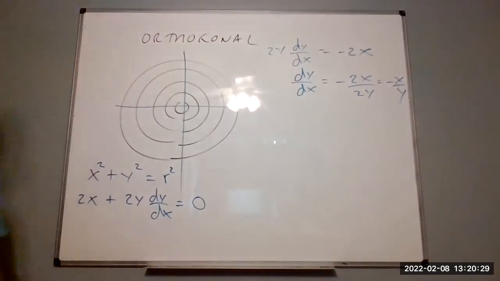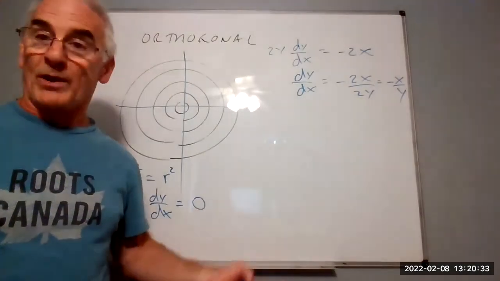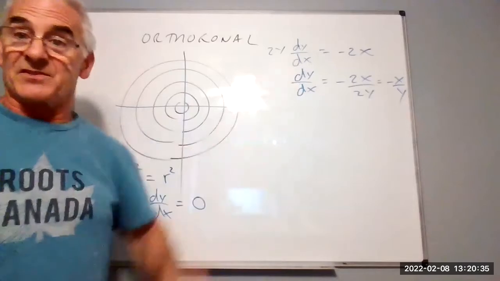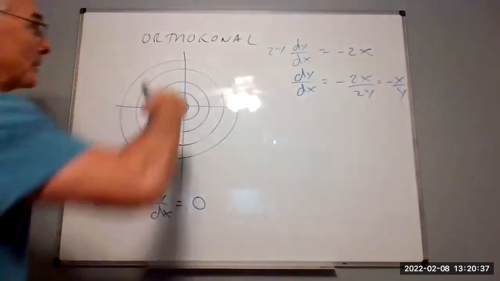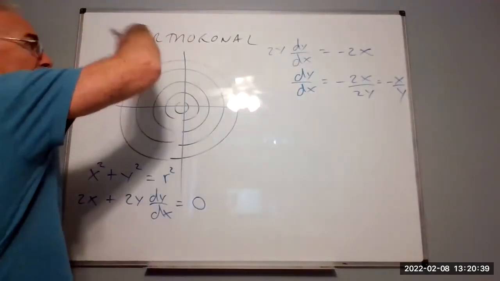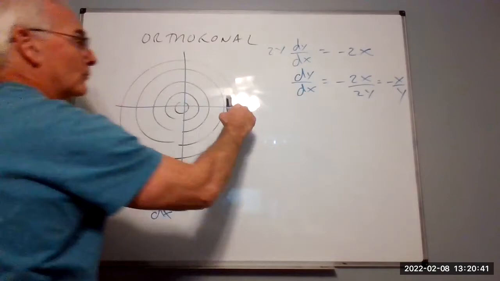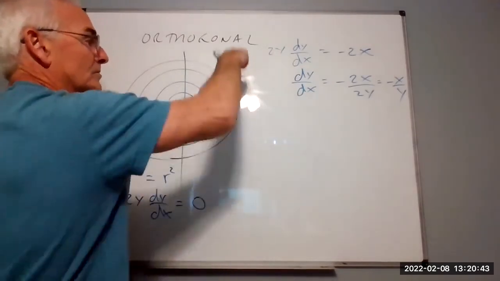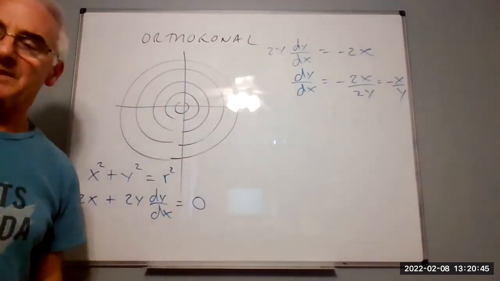Now in Calc 1, we actually do this problem. We realize that the slope of the tangent line at every point on the circle centered at the origin is going to be just negative x over y. See up here, x is 0, so the slope of the tangent line is 0. Right here, the y is 0, so the slope is undefined. Oh, okay, that makes sense.